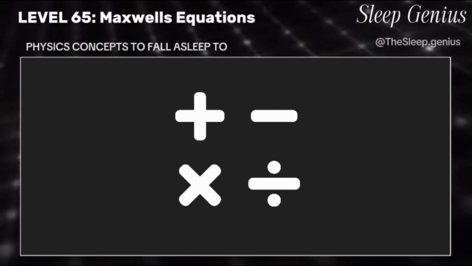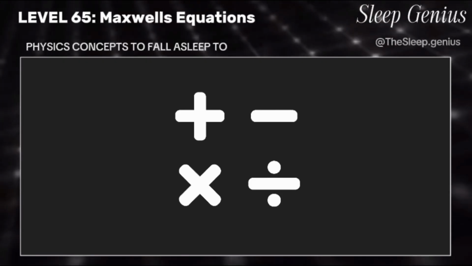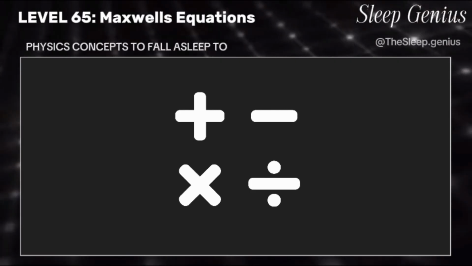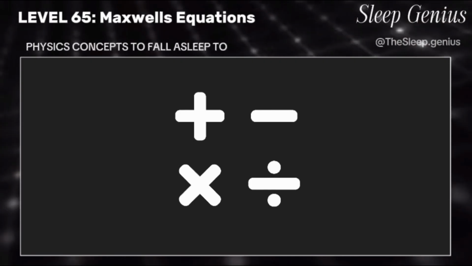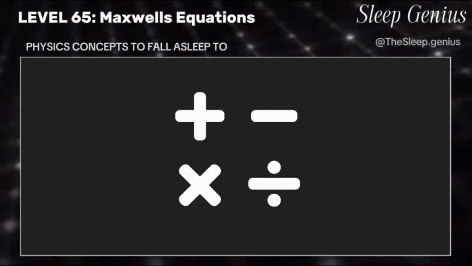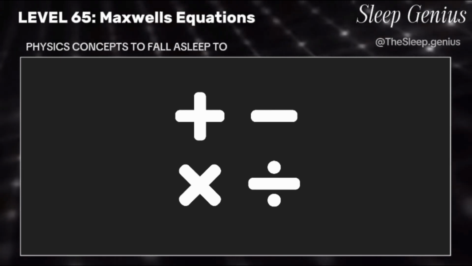Maxwell's equations describe how electric and magnetic fields behave and interact. They show that electricity and magnetism are parts of one unified force called electromagnetism. The fundamental idea is that electric charges create electric fields, moving charges produce magnetic fields, and changing fields influence each other. Electric fields radiate outward from charges, while magnetic fields form loops around currents.